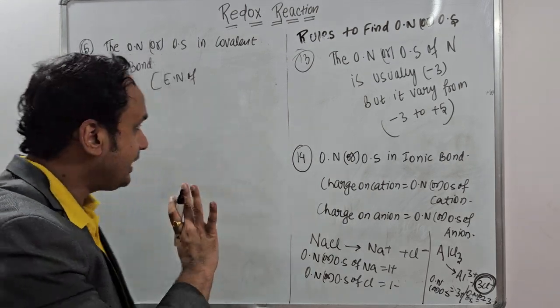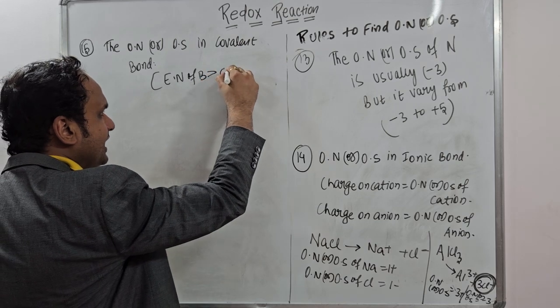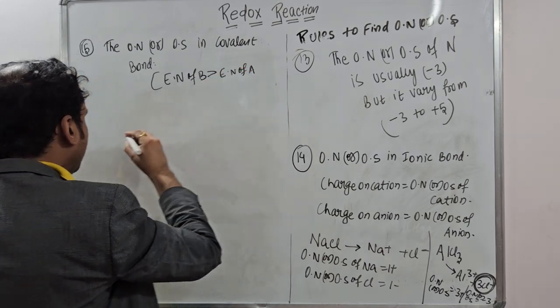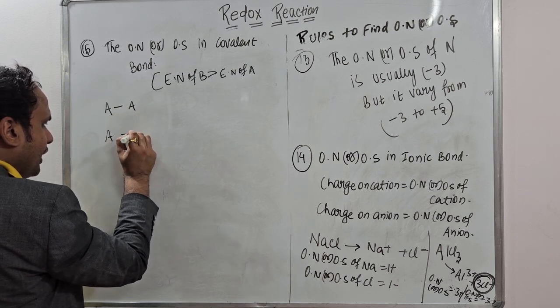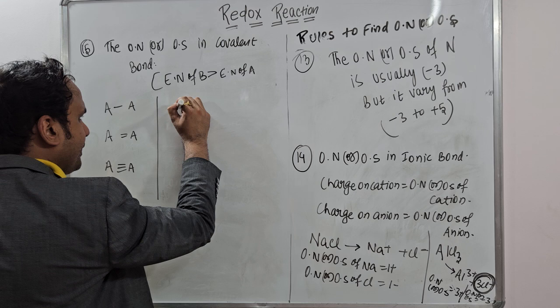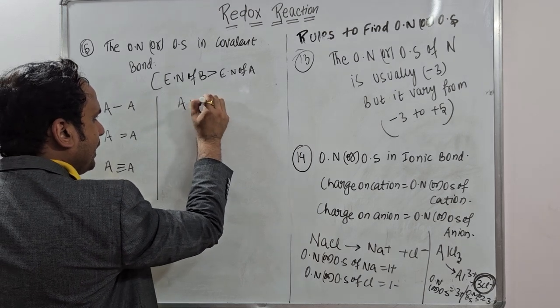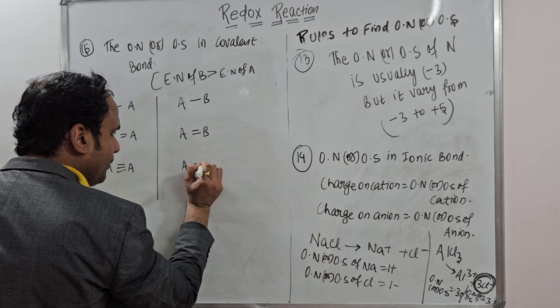If not, then not. I will tell you. Suppose I have taken electronegativity of B is greater than electronegativity of A. Now I am forming A double bond A, triple bond A. Over here I am forming A single bond B, A double bond B, A triple bond B.